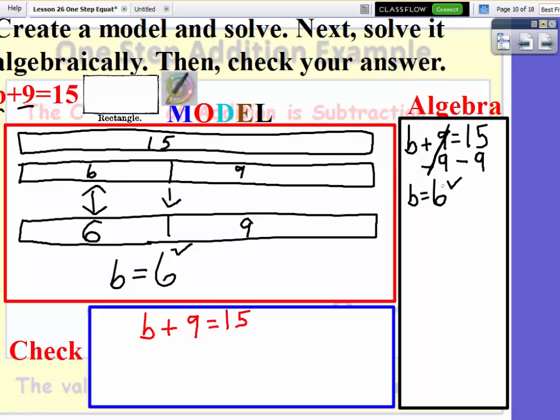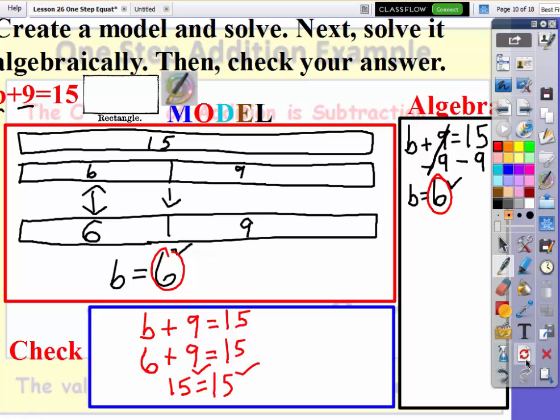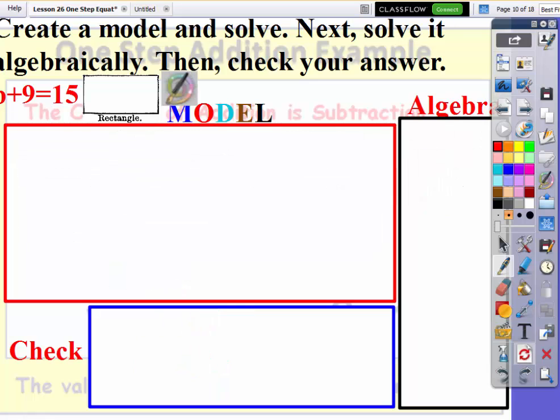I take my variable answer and I substitute it in. So instead of writing b, I know that b should be 6. So I do 6 plus 9 equals 15. And then I just have to check. Does 6 plus 9, well, what does that equal? That equals 15. And does 15 equal 15? Yeah, they equal the same. So I know I checked my work. I know this is the right answer now.